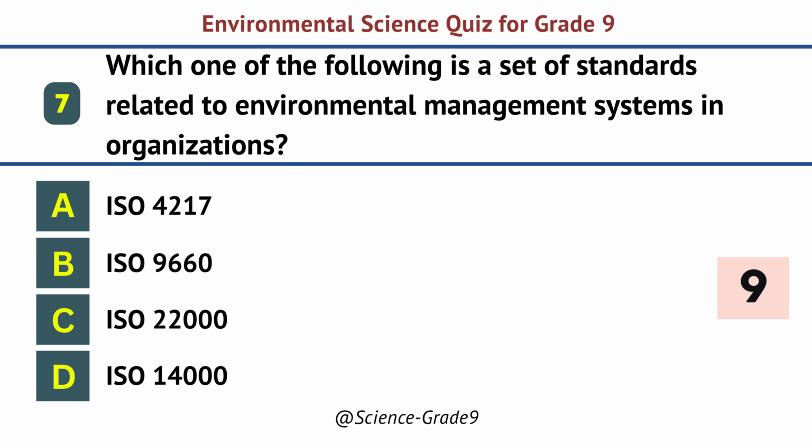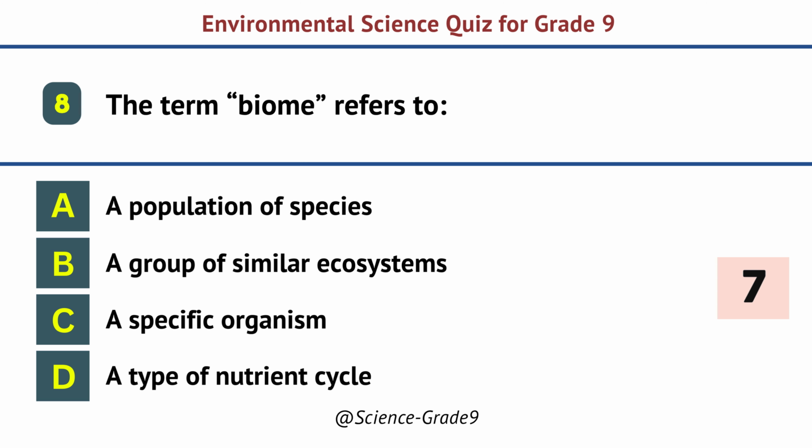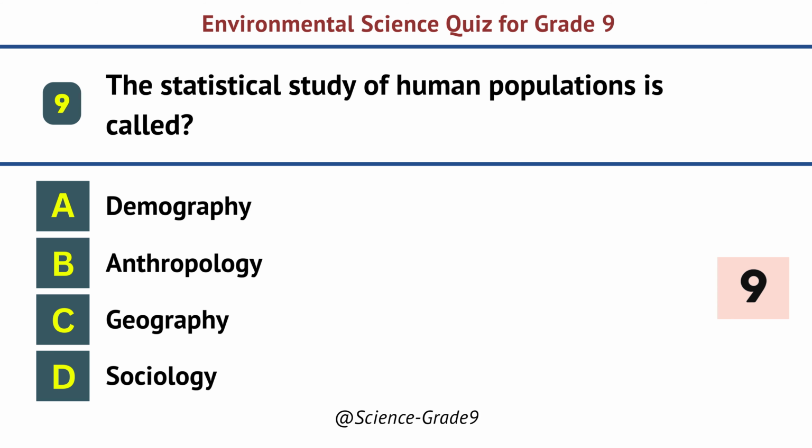Which one of the following is a set of standards related to environmental management systems in organizations? ISO 14000. The term biome refers to a group of similar ecosystems. The statistical study of human populations is called demography.